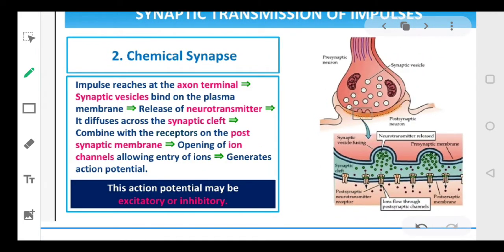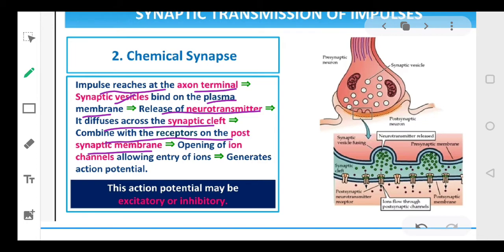Now let's see how information travels. So first of all, the impulse will reach the axonal terminal. आपकी जो impulse है वो axon terminal तक पहुंचेगी. The synaptic vesicles they will bind with the plasma membrane. आपकी synaptic vesicles है वो आपके plasma membrane से fuse हो जाएंगी. They will release the neurotransmitter. The neurotransmitter will diffuse through the synaptic cleft and it will combine with the receptors on the post synaptic membrane.